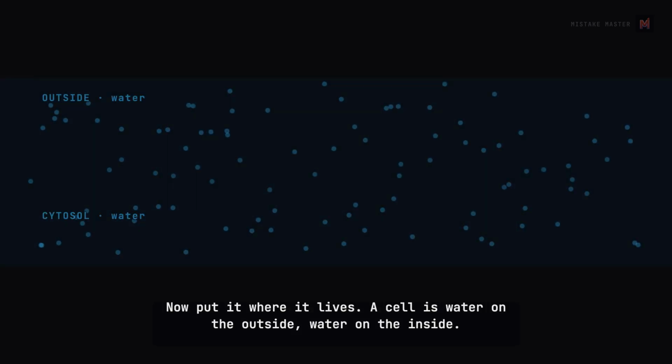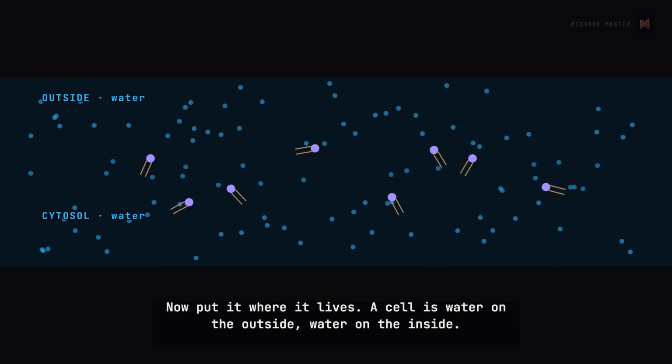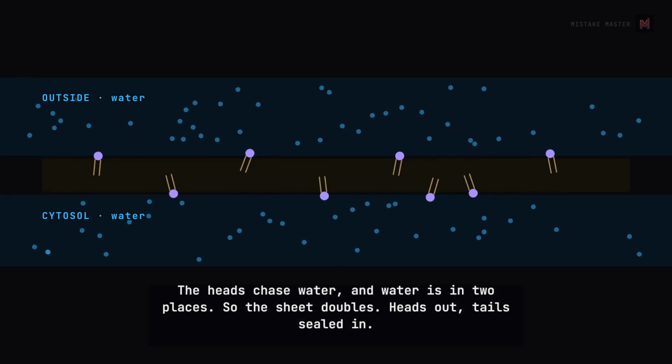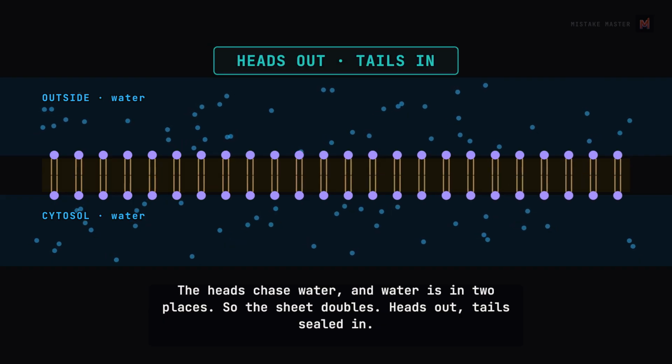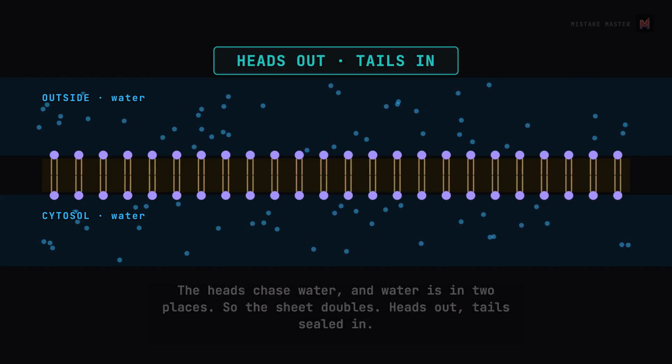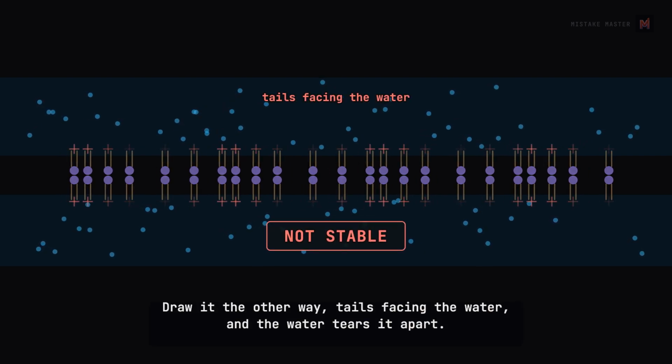Now put it where it lives. A cell is water on the outside, water on the inside. The heads chase water, and water is in 2 places, so the sheet doubles. Heads out, tails sealed in. Draw it the other way, tails facing the water, and the water tears it apart.